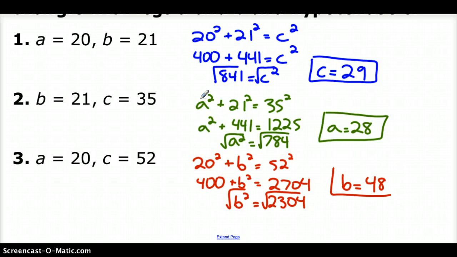So again, hopefully these prerequisite skills with the Pythagorean theorem will help us out for our lesson today.